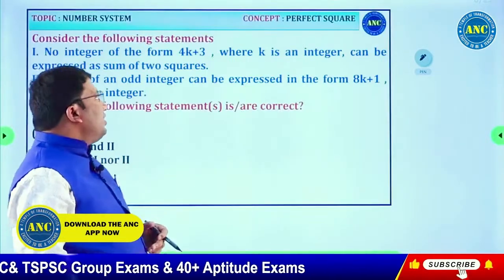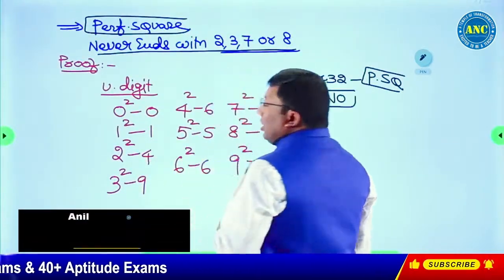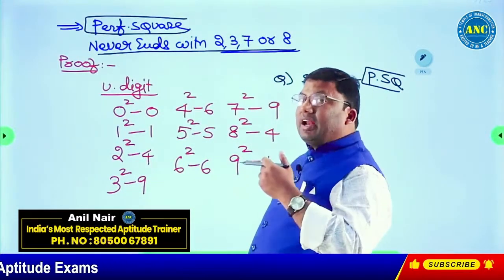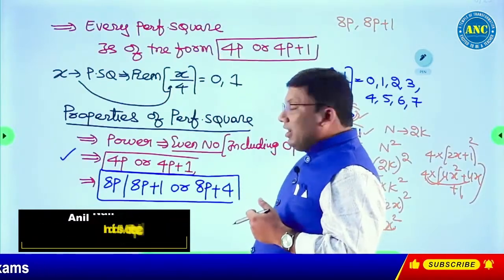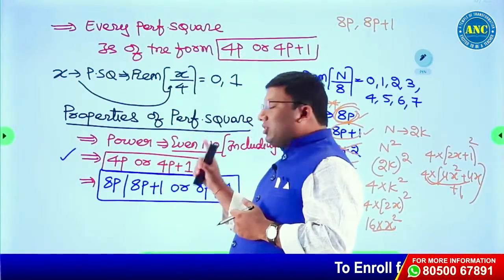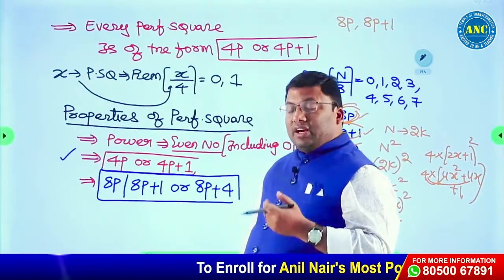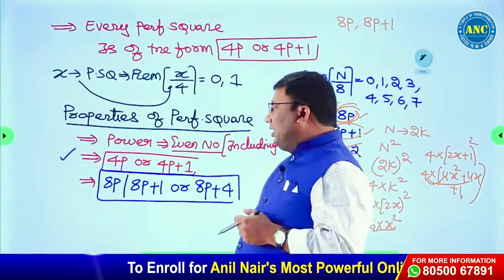A perfect square unit digit will never end with 2, 3, 7 or 8. Another important property. What is the first property of a perfect square? Power should always be an even number, because the definition of a perfect square is a number multiplied by itself.